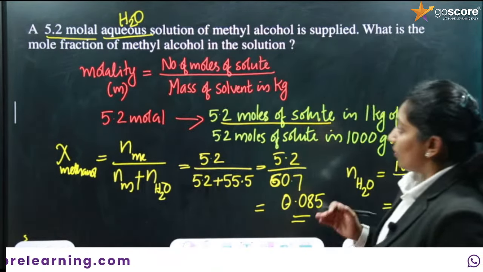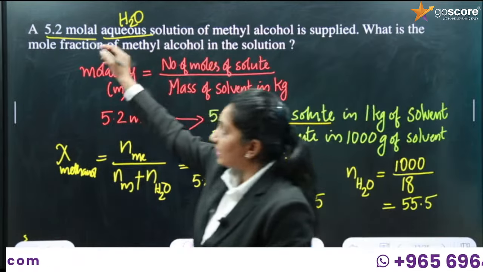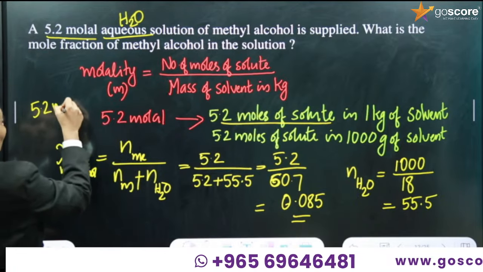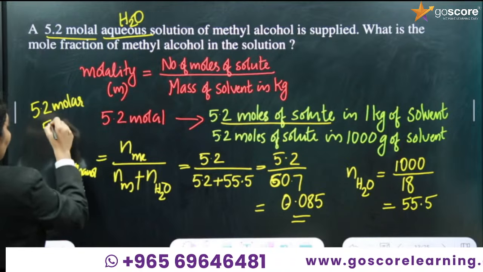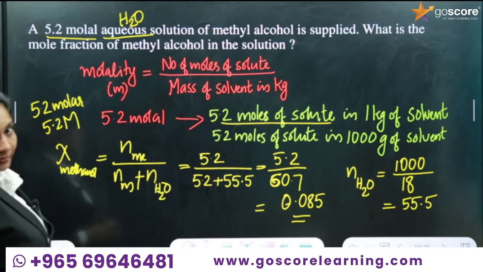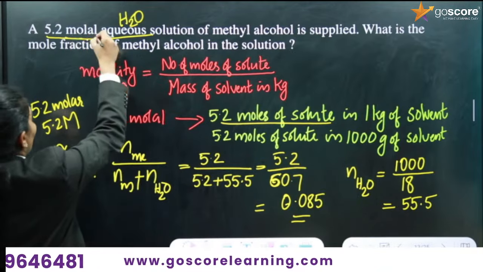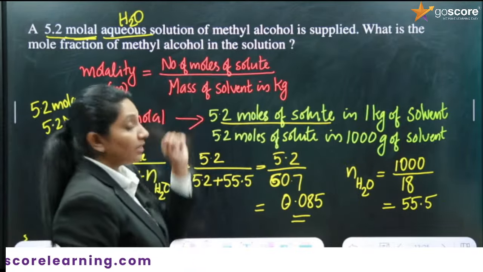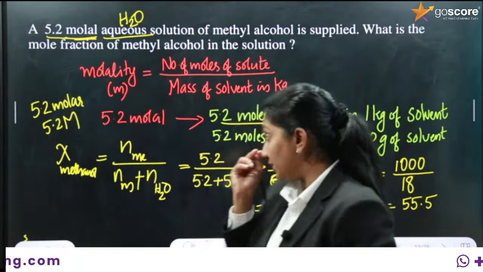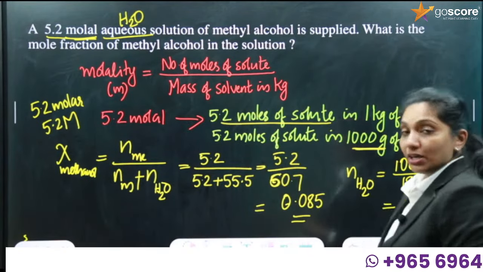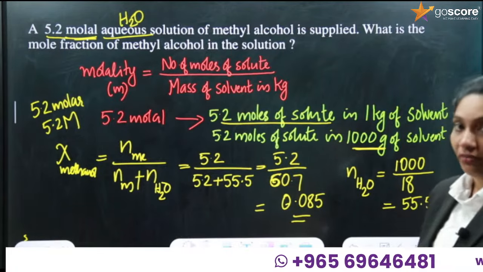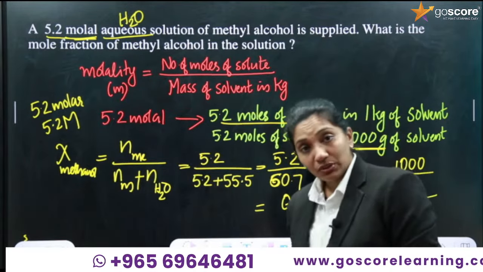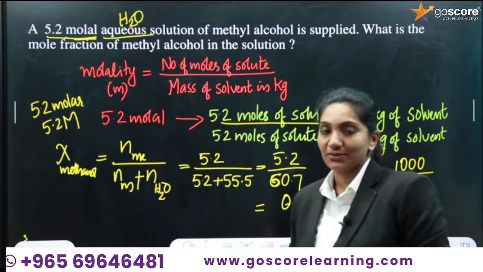Whenever the question is provided like this, if it is given as 5.2 molar, it is expressed in terms of molality. That is the number of moles of solute divided by the mass of the solvent in kilogram. From that we will get the mass of the water or any solvent that we are using in that particular solution. Based on that we can easily substitute the values in the equation and find the solution. Okay.